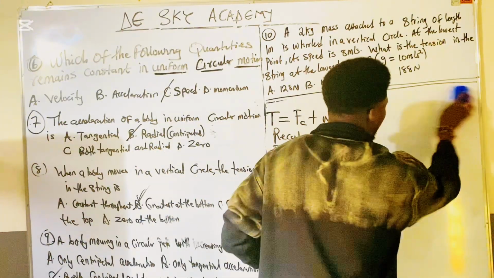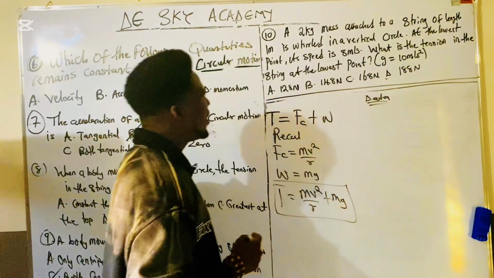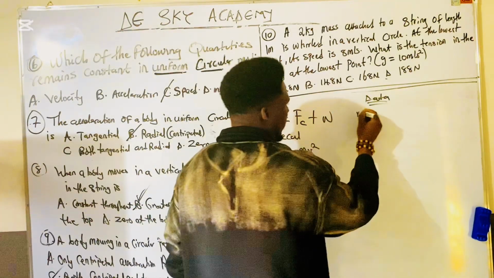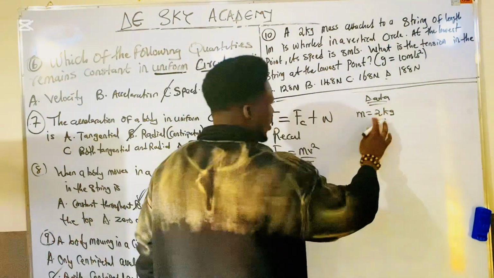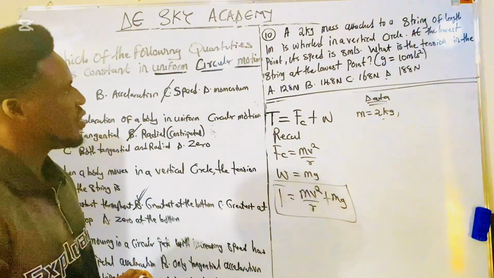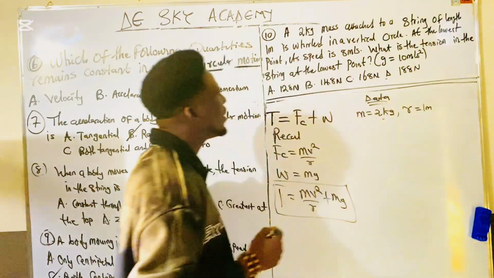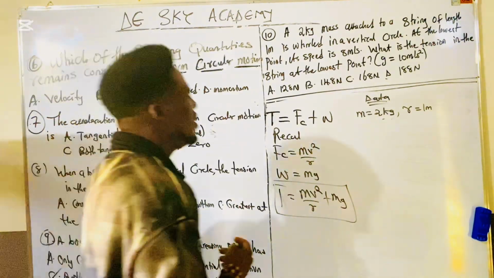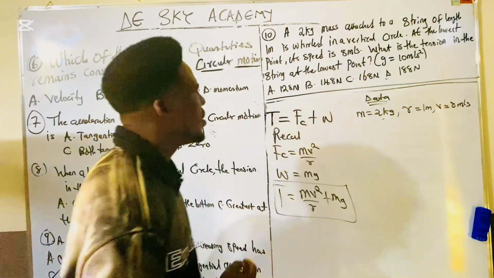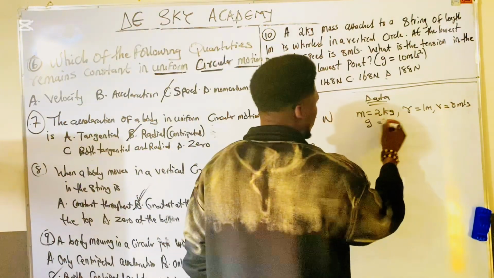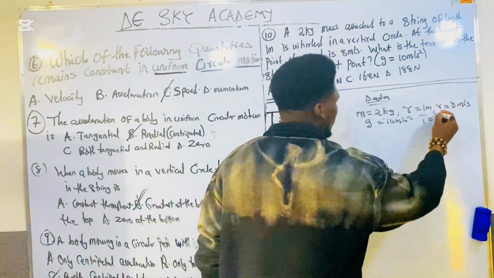So let's impute those values. First of all, bring out your data. What data did they give us? First of all, they gave us mass. Mass is here, which is 2 kg. What again did they give us? They gave us the length, which is the radius. The radius here is 1 meter. Then at the lowest point is speed. That means they gave us the speed, which is 8 meters per second. And they gave us g, which is 10 meters per second squared. So I say we should calculate the tension, which is unknown.